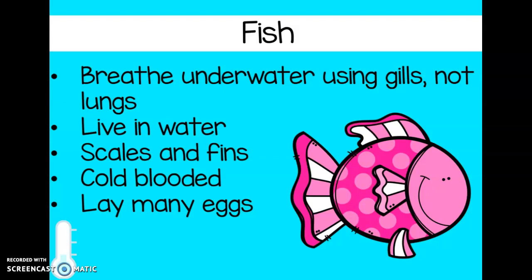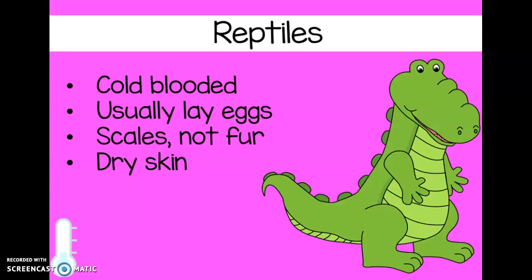The next group are reptiles. And reptiles, like fish, are cold-blooded and they lay eggs. And they have scales on their body. So not fur, they have scales. And usually they've got dry skin. So your snakes, your crocodiles, your alligators, they're all your reptiles. So far we've looked at fish and reptiles. The next one are your birds.